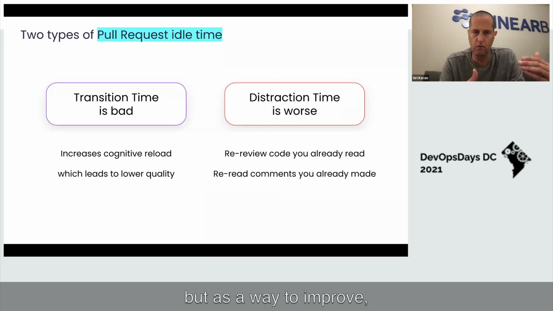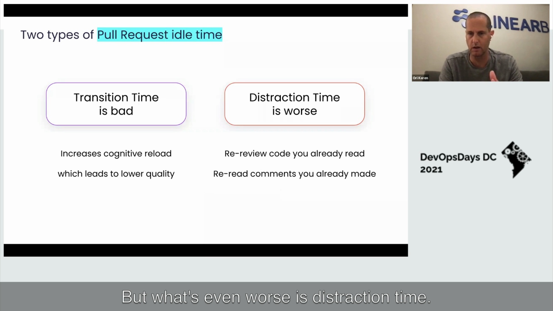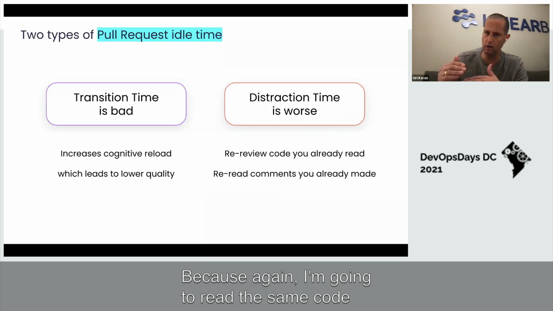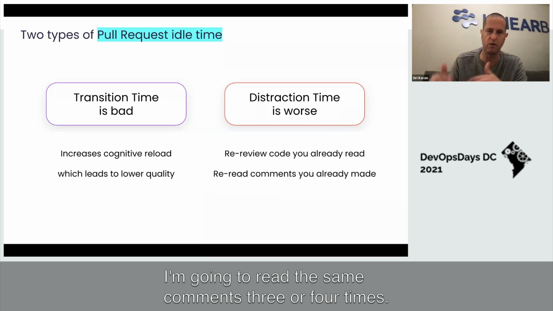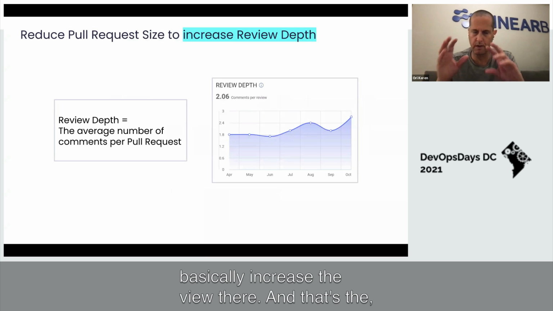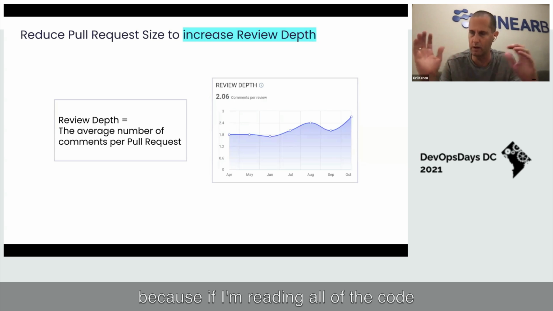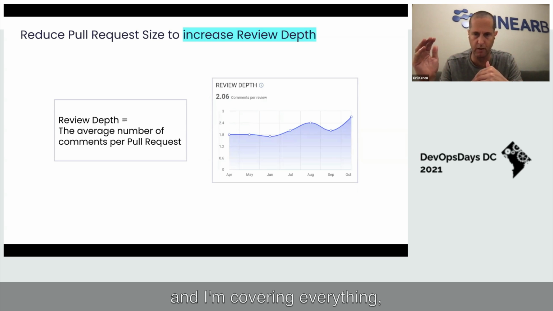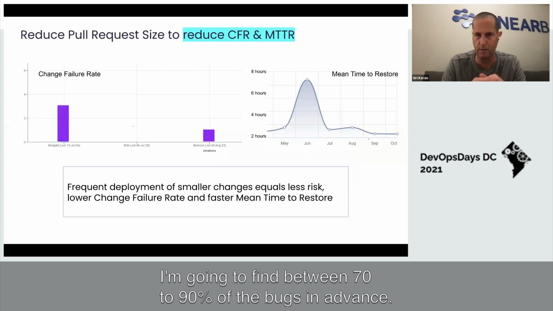We talked about transition time, but there's a way to improve. It still increases the cognitive load, but what's even worse is distraction time, because I'm going to read the same code 3 or 4 times, and the same comments 3 or 4 times. So it's a waste. Reducing the pull request size will increase the review depth, and that's almost the cheapest form of quality you can ask for. If I'm reading all of the code and covering everything, I'm going to find between 70 to 90% of the bugs in advance.